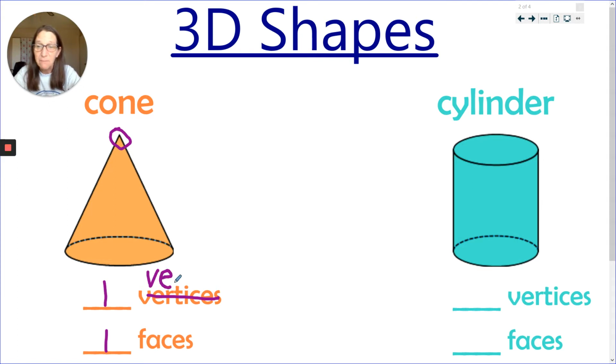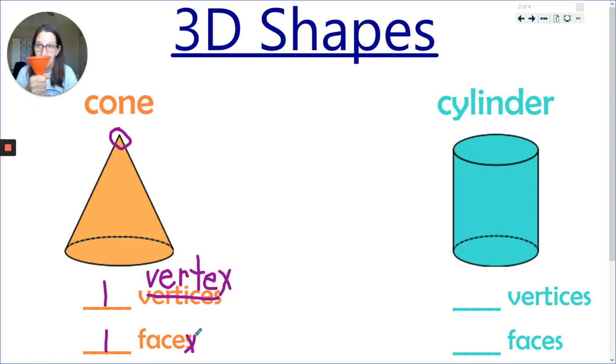Let me see if I can write that. Remember how hard it is to write with this pen on the computer. Here we go. There it is. Vertex. We know what letter that is. So a cone has one vertex and only one face. So I need to cross out that S because it doesn't have any faces. It just has one face. So that one's pretty easy to remember. One vertex, one face.